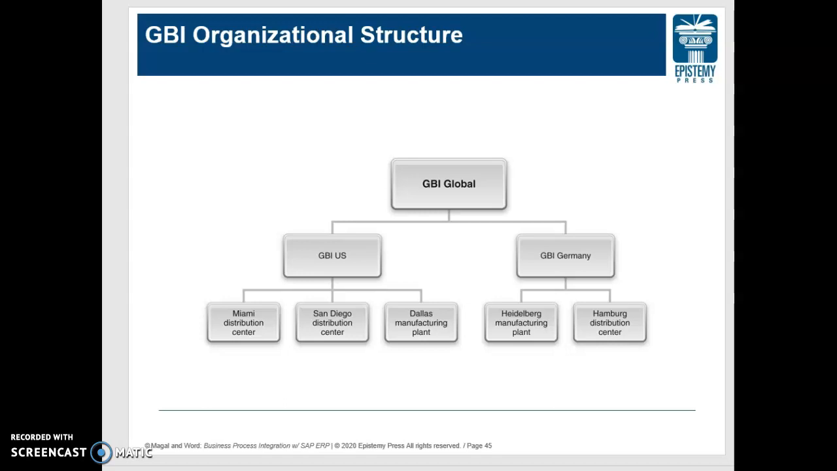One thing you should know is Global Bikes has 2 manufacturing facilities, one in the US and one in Germany. They employ 100 people globally, and they use SAP S/4HANA to support all their processes. You can also see they have in the US distribution centers in Miami, San Diego, and Dallas, a manufacturing plant in Heidelberg, Germany, and a distribution center in Hamburg, Germany as well, and a manufacturing plant in Dallas. Again, make sure you read the Global Bikes story, which is posted on Fanshawe Online, to get a real good background of what the company is.